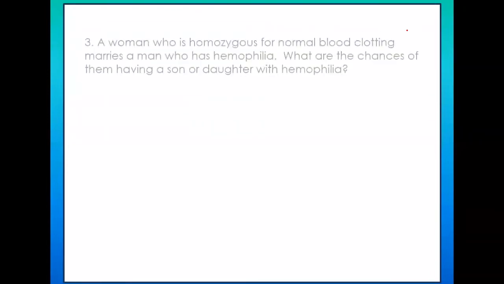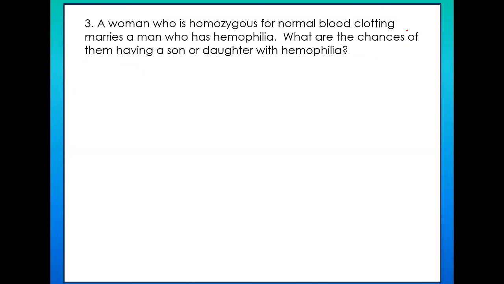Now, let's have the last problem. A woman who is homozygous for normal blood clotting marries a man who has hemophilia. What are the chances of them having a son or daughter with hemophilia? Before we proceed to the solution, let's identify first the trait that we're talking about. That trait is blood clotting. One is normal and the other one is hemophilia. This is a sex-linked trait, right? A recessive condition. So normal is capital H, and hemophilia is recessive, so small letter h.